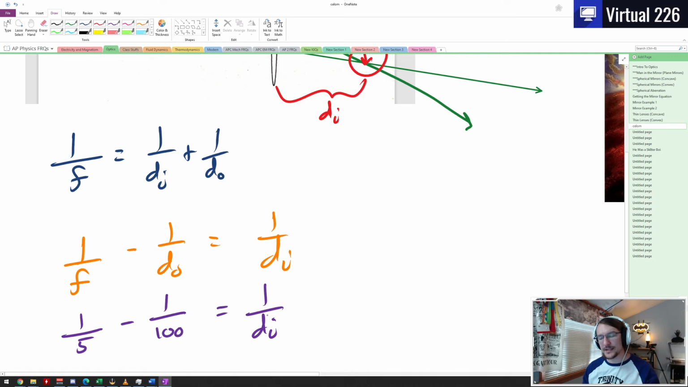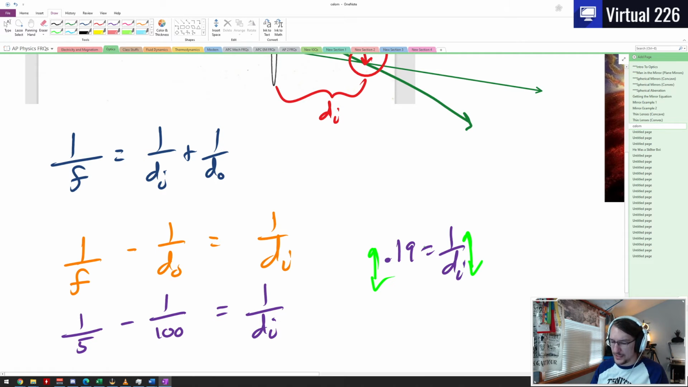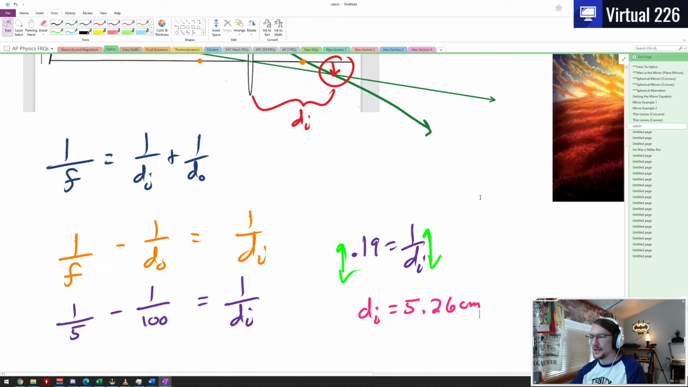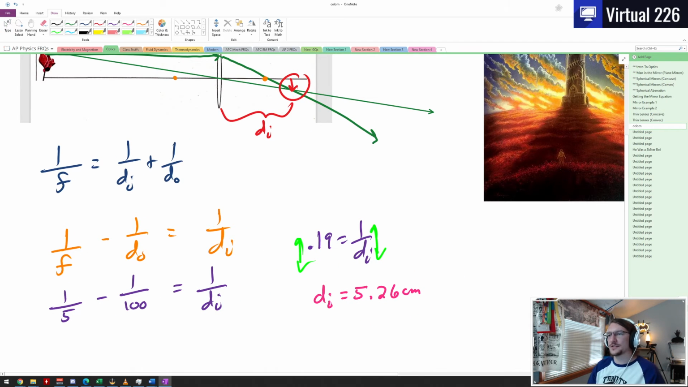I'm very careful when I subtract these, because I want to take the fractions first. This isn't like 5 minus 100 and then divide by 1. You can't do that. So 1 over 5 is 0.2, and then minus 1 over 100, 0.01, so we're going to get 0.19, and that equals 1 over di. Then we take the reciprocal of each side. So 1 over 0.19 gives us that the image distance should equal 5.26 centimeters. So that's what we should get for the image distance here. It sits just outside the focal point.